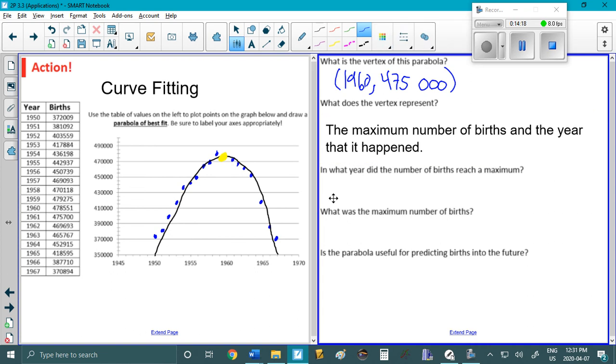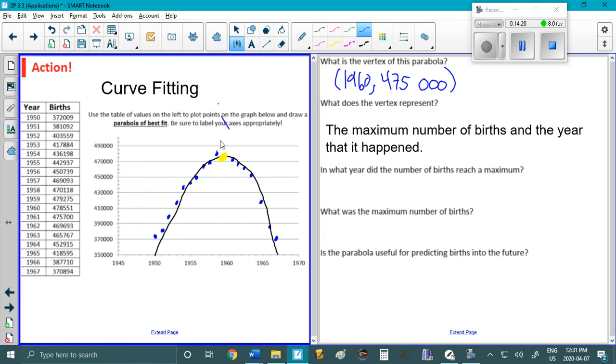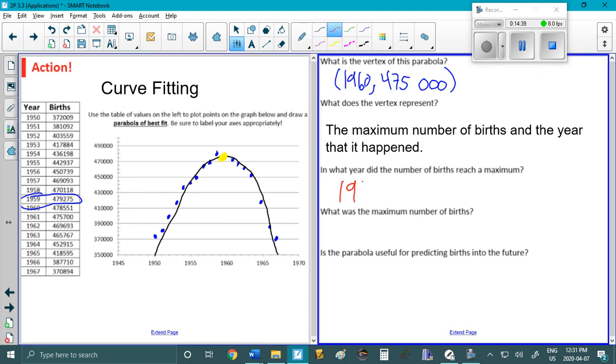Okay. In what year did the births reach a maximum? Again, we're not using the data points. If we use the data points, our answer is 1959. Okay, but we're using the curve just to do a general idea of what's going on. And according to our curve, which isn't perfect, the answer is 1960. What was the maximum number of births? Again, we go back to our vertex, and it looks like, according to our vertex, it was 475,000 births.